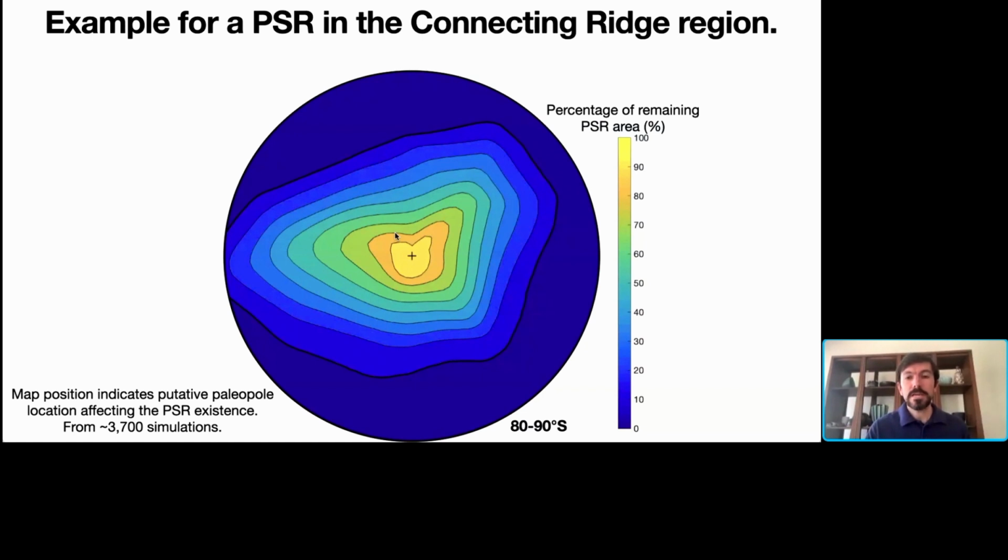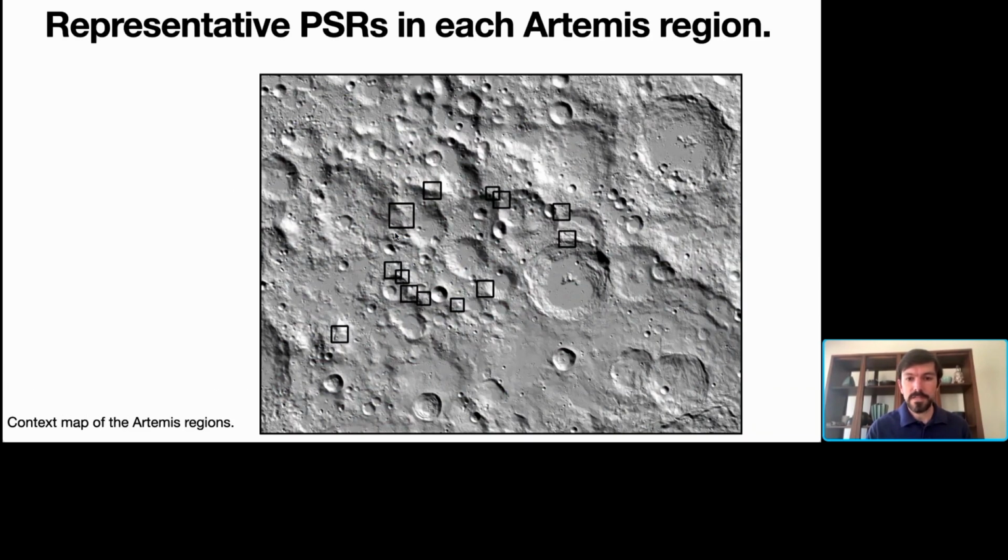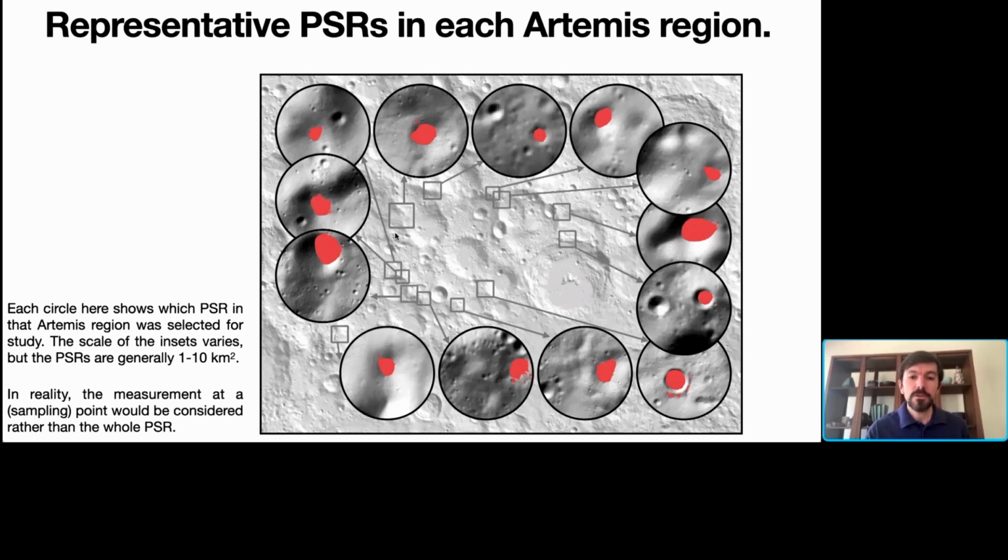But what we did was select one PSR for each of the regions and compute similar maps. So here, this is a context map that has been shown several times already. And as I was saying, for each of those, I selected one PSR, which is in the range of about 1 kilometer in size. So not too small, but not the largest either. And now for each of those PSRs, I ran about 4,000 simulations for different Paleopole positions in the 80 to 90 latitude range. And this is what I get.